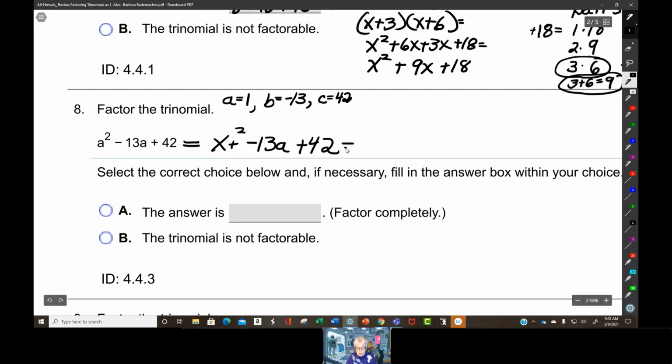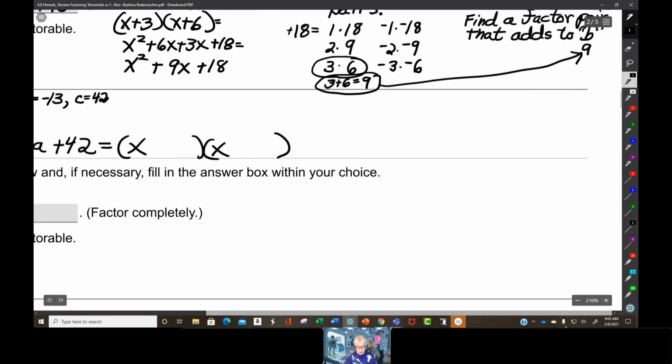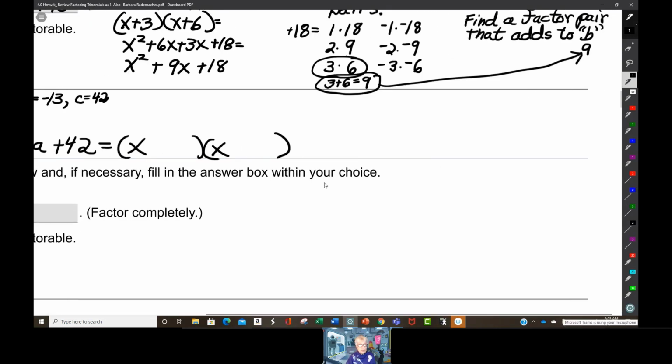Okay, now what I have to do is analyze 42. I'll come down here and do it. 42 is the C number. Well, what it equals is, and it's positive 42, very important.